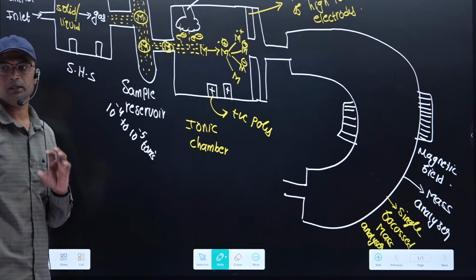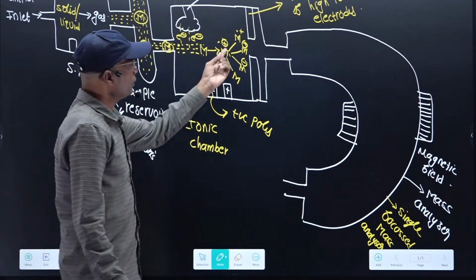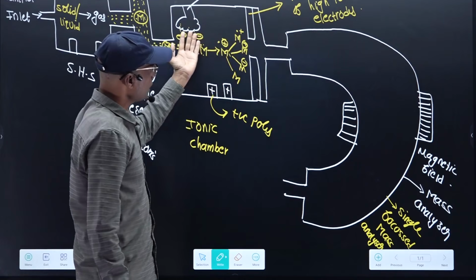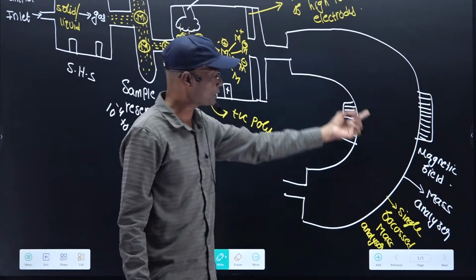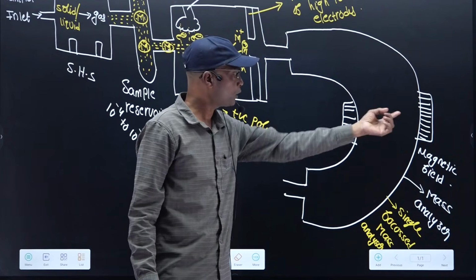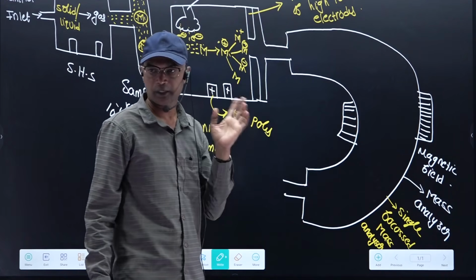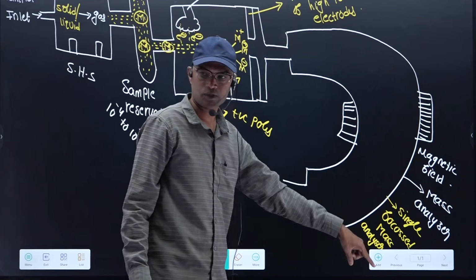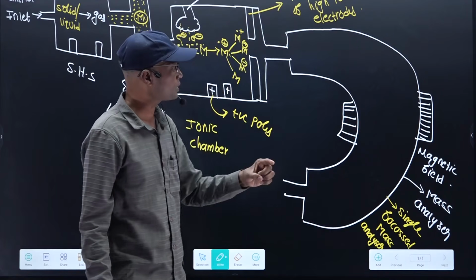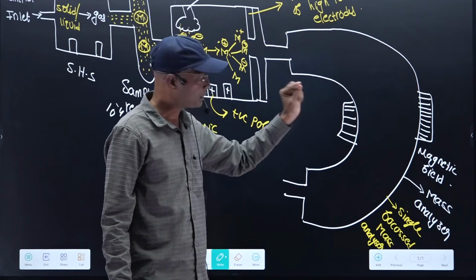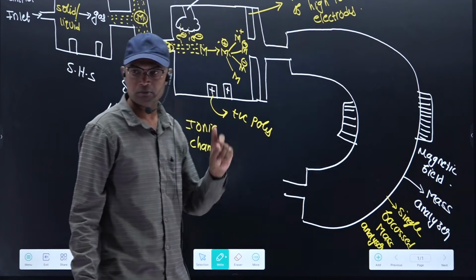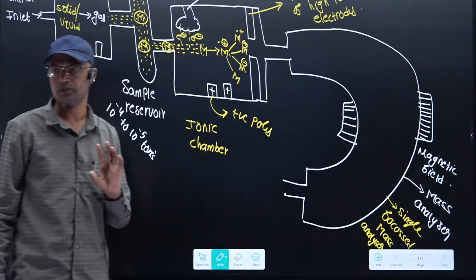What is the meaning of single focused? Single focused is when the cations which are coming out from the ionic chamber enter this U-shaped chamber, which is nothing but the mass analyzer. If they carry only one field, that is the magnetic field, then that is called single focused. Some U-shaped chambers carry two fields, magnetic and electric field. Then that is called a double focus mass instrumentation or mass analyzer.